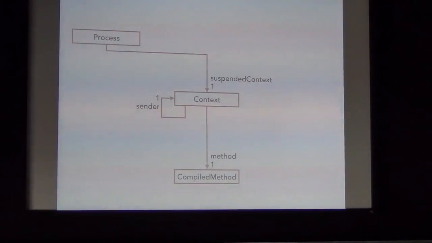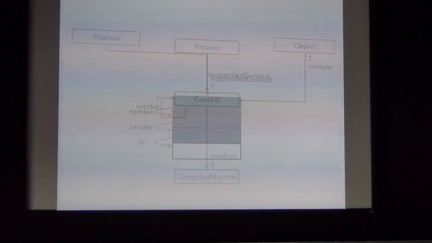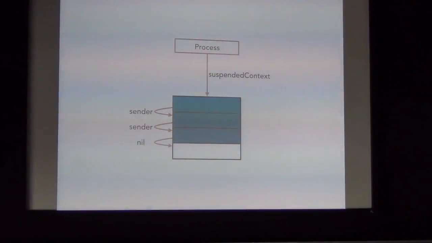The context knows the compiled method. It is an activation record, and the compiled method it references is the method that is being activated. And then there's the receiver. So this is the graphical representation of what I just showed you, and the nil at the bottom is just like the last activation record, so you know where the process ends.